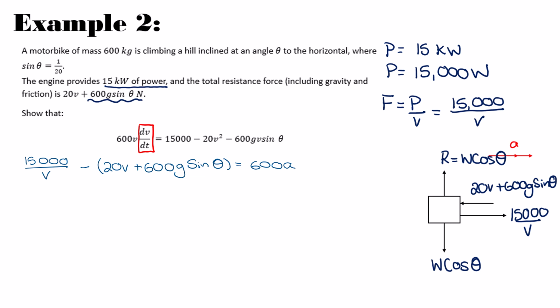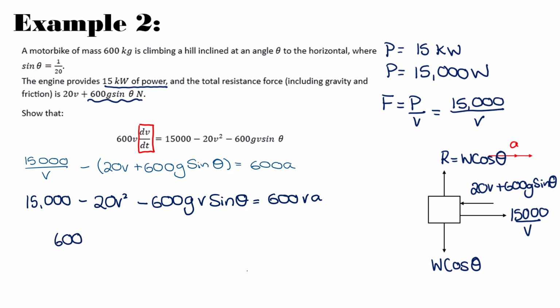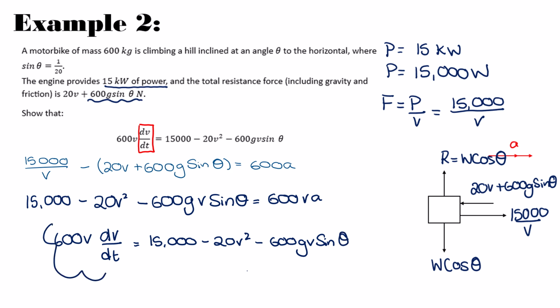So we're going to multiply across by V, which is going to give us our 15,000 minus 20V squared. And we're going to bring in this minus as well, so that gives us 600 G V sine theta, and that equals 600 V A. And then all we need to do is change our A, so I'm going to flip it so it looks the same. So our 600V, we then put in dV dt for our A, then we have 15,000 minus 20V squared minus 600 GV sine theta, and that's exactly what they want.